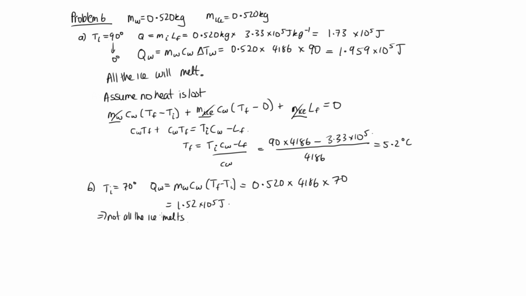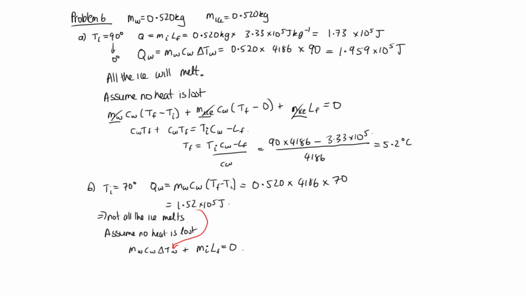So we now need to work out how much melts. Once again, we'll assume no heat is lost. In that case, the heat from the water, which is given by MWCW times delta TW, and this delta TW is the 70 degrees here. So we've calculated this value here. This is equal to that, plus the mass of ice which melts times the latent heat of fusion is equal to 0.